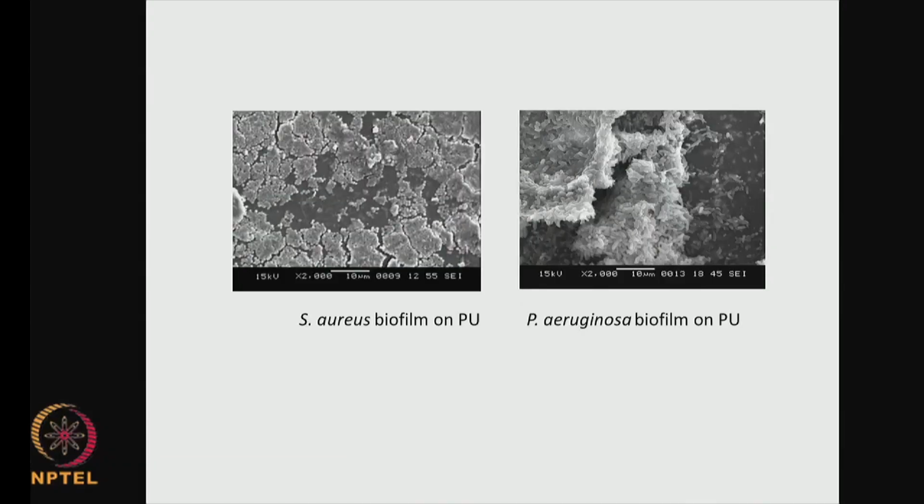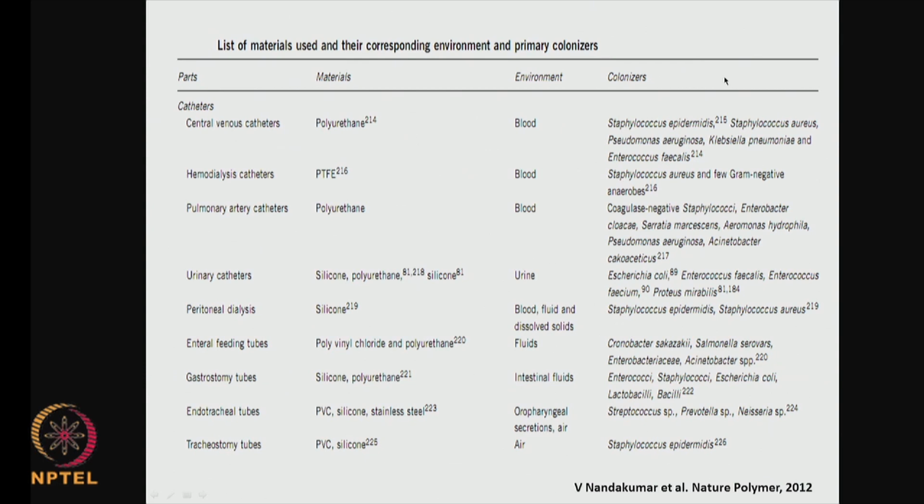These are some more biofilm pictures. These are scanning electron micrographs of Staphylococcus biofilm on a polyurethane surface. You can see this, and this is Pseudomonas aeruginosa biofilm on a polyurethane surface. So, you can see not only the bacteria but also the exopolysaccharide, which forms a thick layer. So, a lot of materials, like I said, in different environments end up having biofilm.